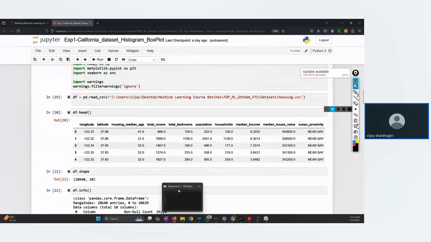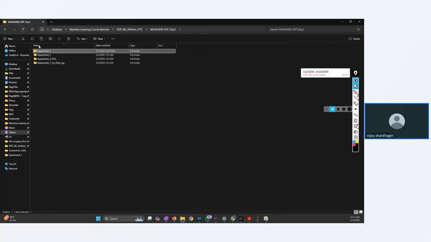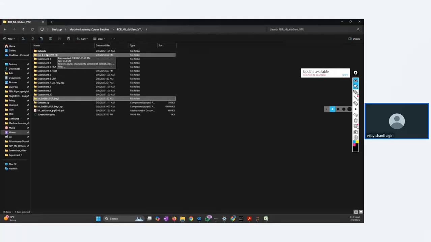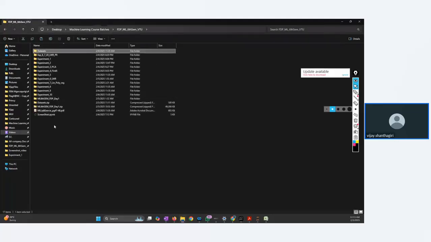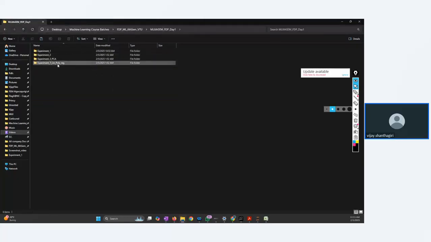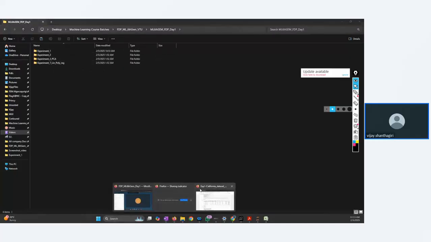And then you have this folder called data set, where we are going to be using these data sets to do our calculation. All the experiments are going to be around that. And today we have 1, 2, 3, and 4. I'm right now on experiment 1.